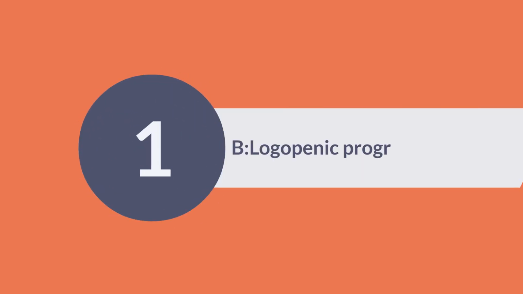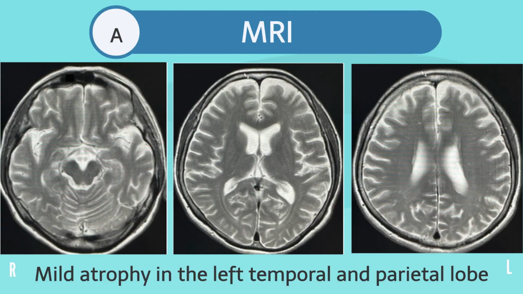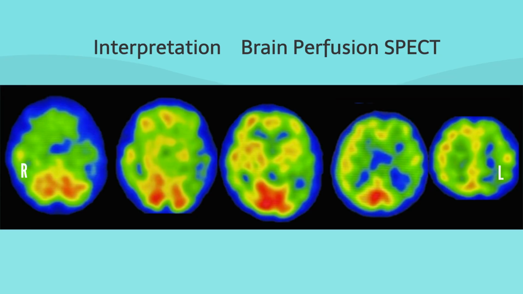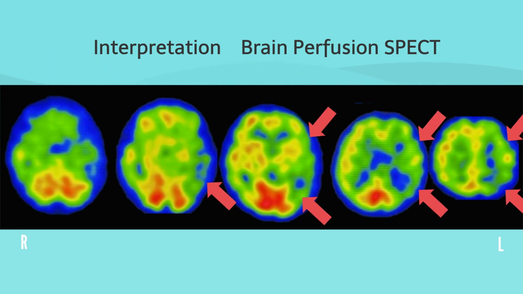The correct answer is B. Logopenic progressive aphasia. I will explain MRI. The cerebral sulcus from the left temporal lobe to the parietal lobe is enlarged, and mild atrophy is observed in the same region. Brain perfusion SPECT shows decreased perfusion in the left temporal, parietal, and frontal cortex.